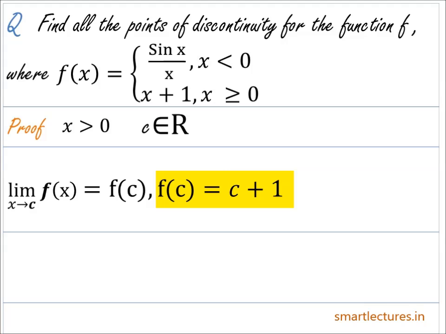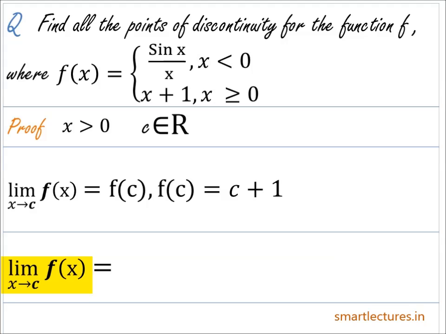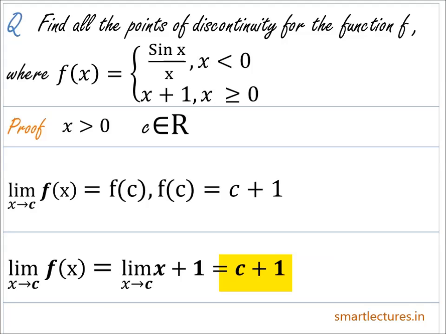And now let's calculate the limit of the given function when x approaches C. Now limit x approaches C, f of x is equal to limit x approaches C, x plus 1, which is equal to C plus 1. So the limit of the given function when x approaches C is equal to C plus 1, and also the value of the given function at the point C is equal to C plus 1. So that means the given function is continuous at the point x equal to C, where C is greater than 0.